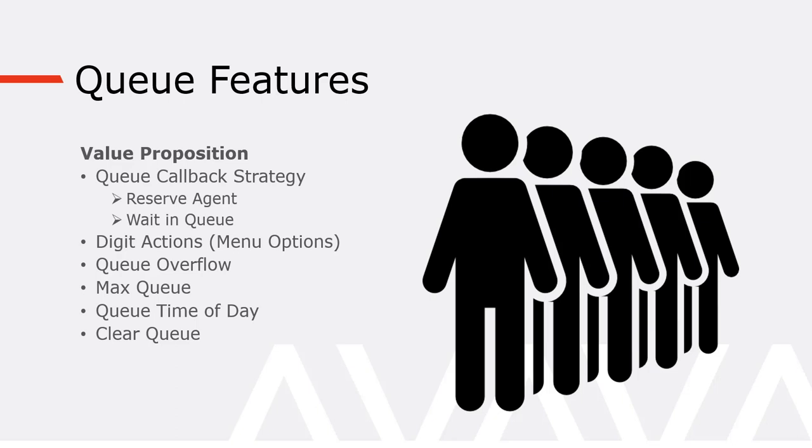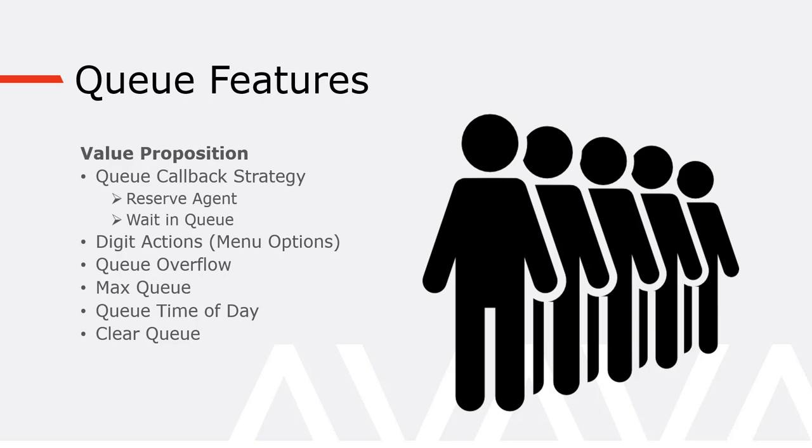You have different digit actions, menu options that you can press. Hey, press 0 to leave a voicemail. Press 3 to go to a different skill group. You can also manually configure overflows. Set the max queue: I only want 25 calls in queue. If I have more than that, let's send them to a voicemail box. Let's send them to an overflow.